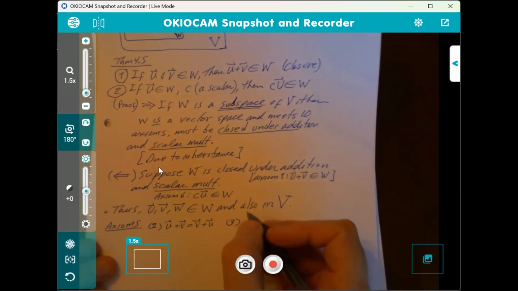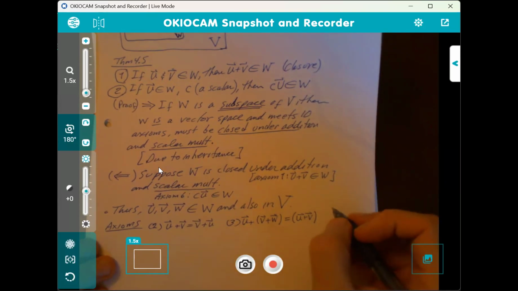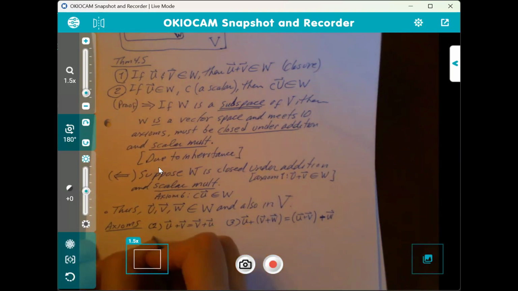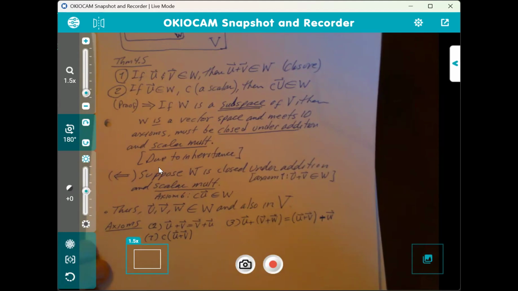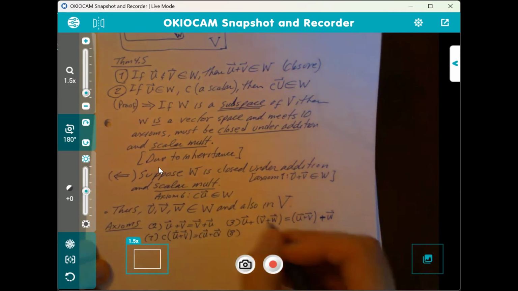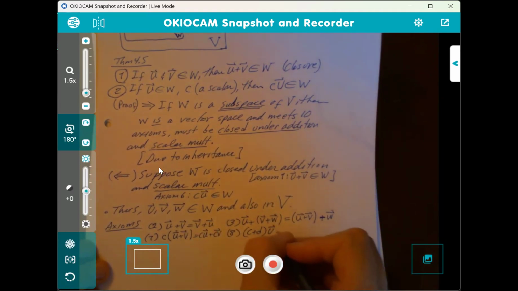Axiom 3, which is u plus v plus w. This one also holds because this operation is also inherited. The associativity is also inherited from the parent. The other one that's inherited, number 7, was the scalar distribution to the sum of two vectors. Okay, so that's going to be Cu plus Cv. This one is inherited.